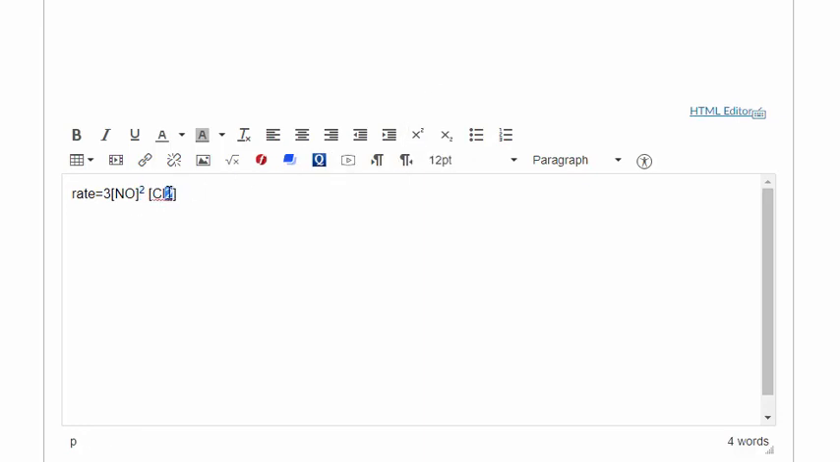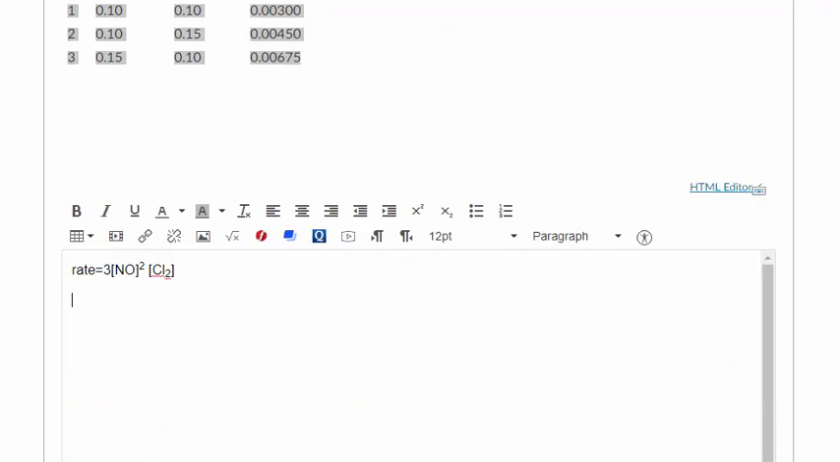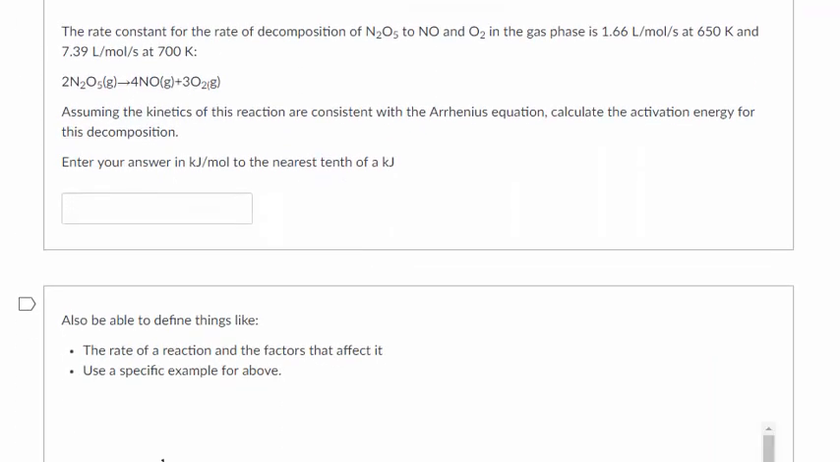And then the question also asks me to explain what the order is with respect to each reactant. The rate is second order with respect to NO. The rate is first order with respect to Cl2. That's all I'm looking for with that problem, but you have to be able to say those words.